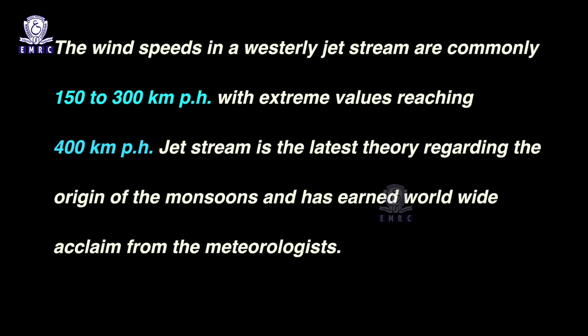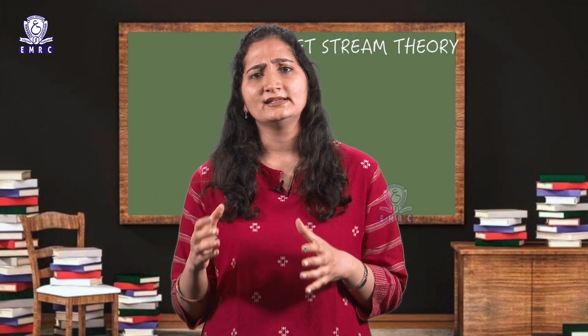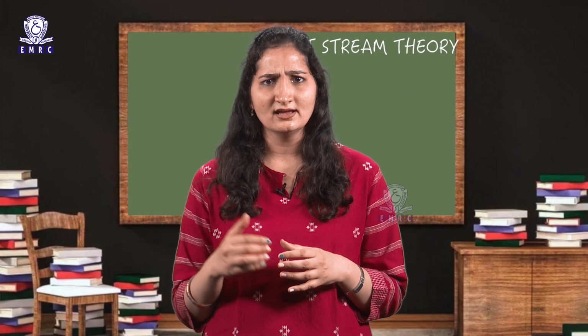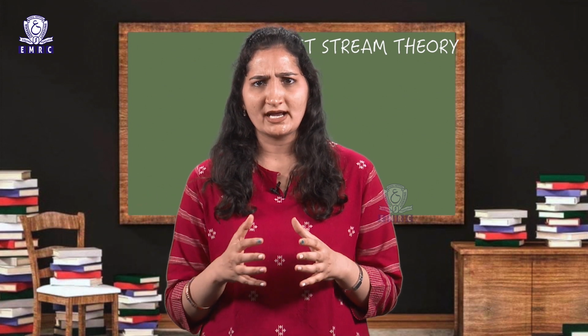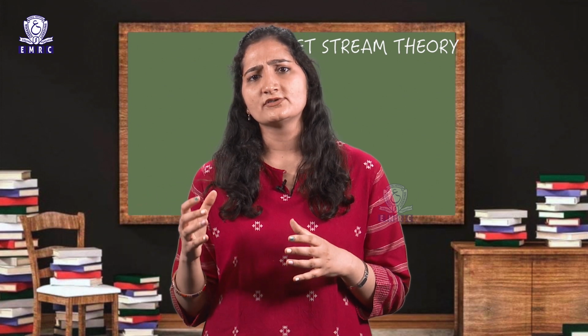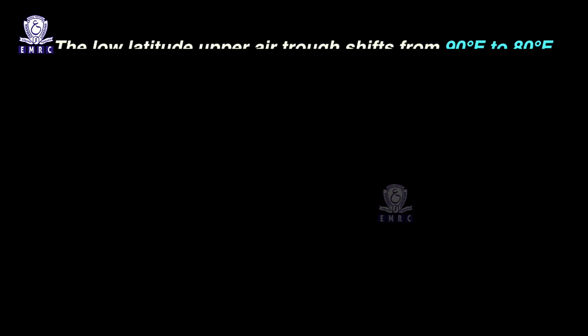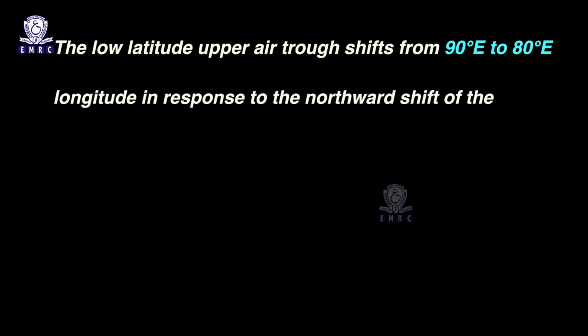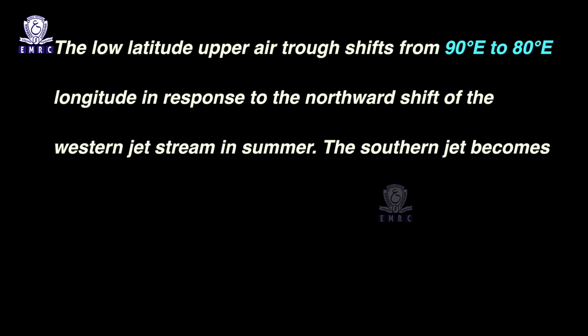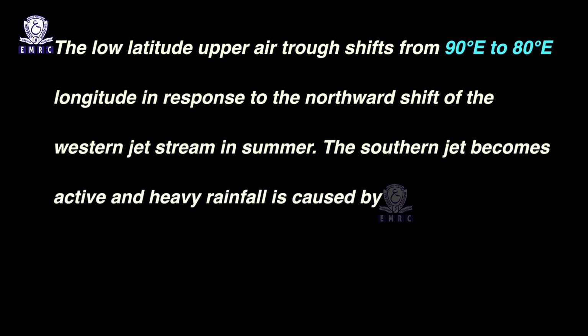Jet stream is the latest theory regarding the origin of the monsoons and has earned worldwide acclaim from the meteorologists. M.T. Yin in 1949, while discussing the origin of the monsoons, expressed the opinion that the burst of the monsoon depends upon the upper air circulation. The low latitude upper air trough shifts from the 90-degree east to 80-degree east longitude in response to the northward shift of the western jet stream in summer. The southern jet becomes active and heavy rainfall is caused by southwest monsoons.